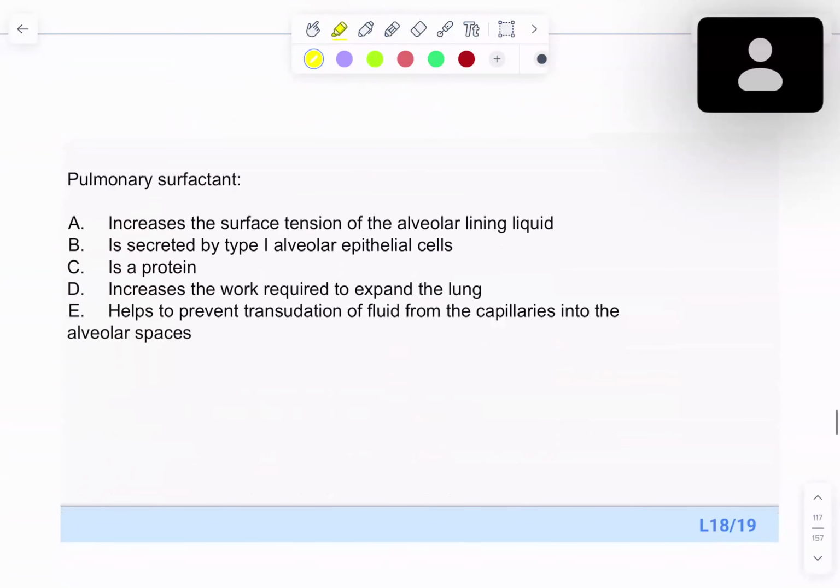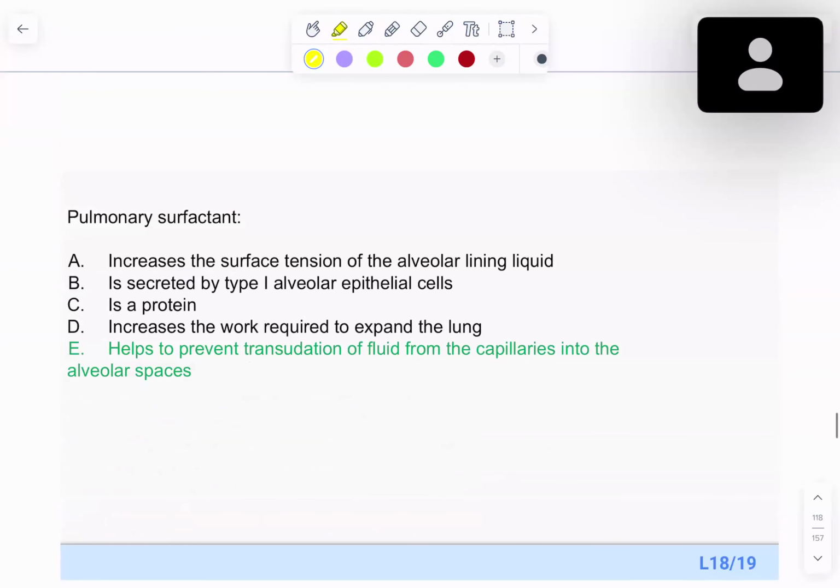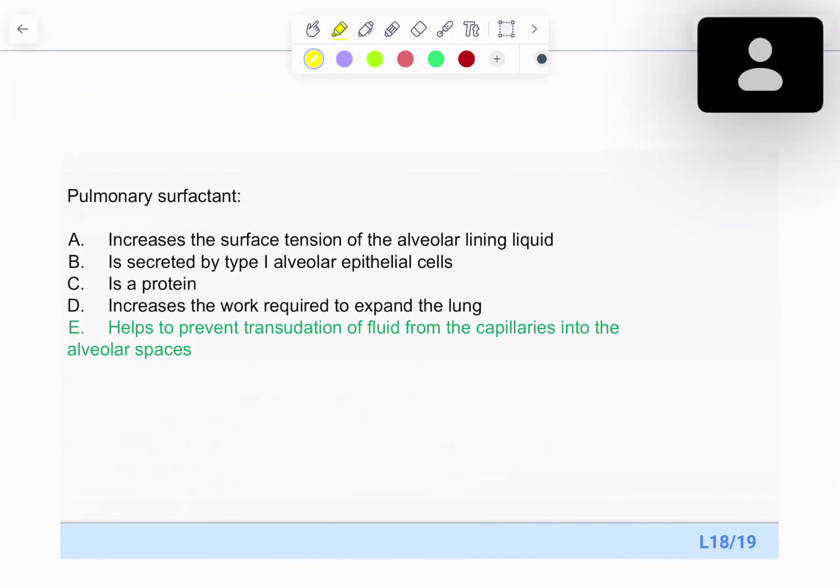Excellent. So the next question says, pulmonary surfactant, what's true and what's false. So which of these is true? All of them are false except for one. Excellent. The answer is E. Why? Does pulmonary surfactant increase or decrease the surface tension? It decreases it, right? So A is out.